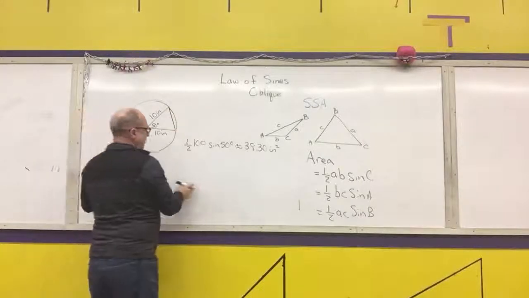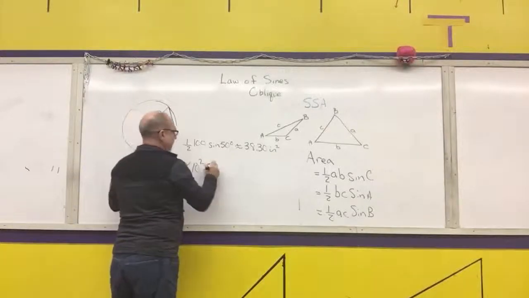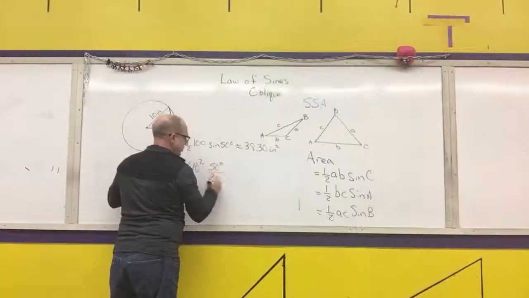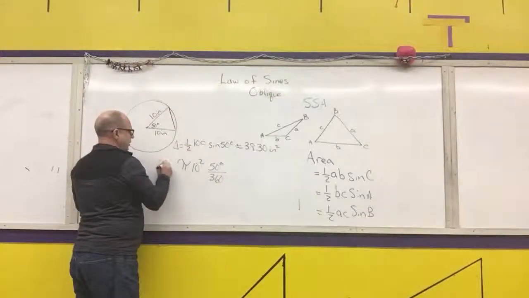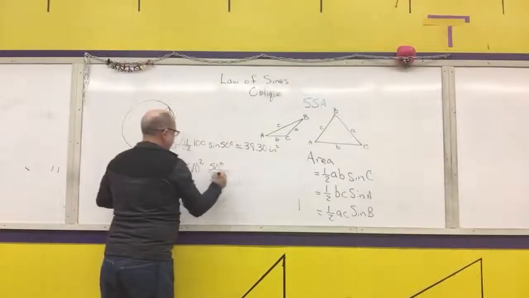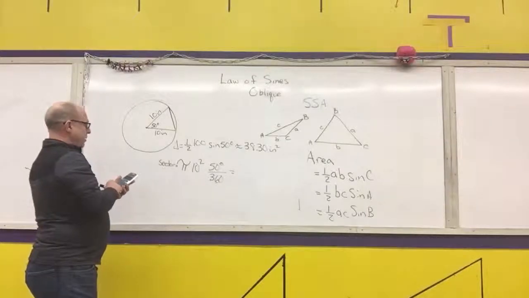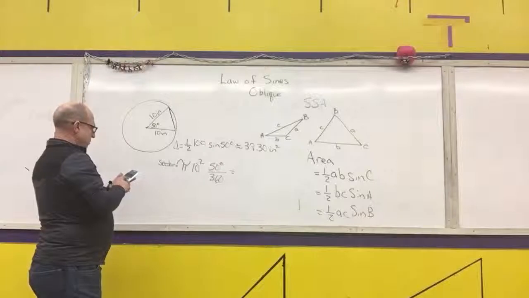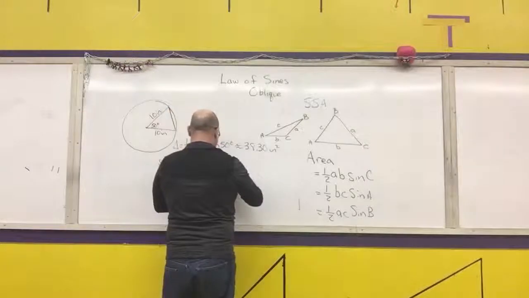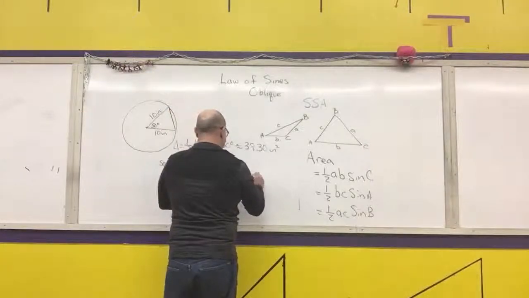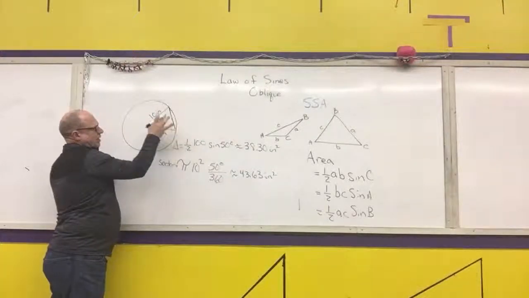Okay, well, we also know the area of the whole piece of pizza. The area of the whole piece of pizza is pi times radius squared times the fraction of a circle. So this is the triangle. This is the sector. So I'm going to do pi times 10 squared times 50, divided by 360. And that's approximately 43.63 square inches.